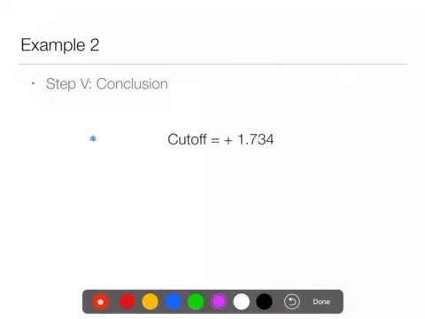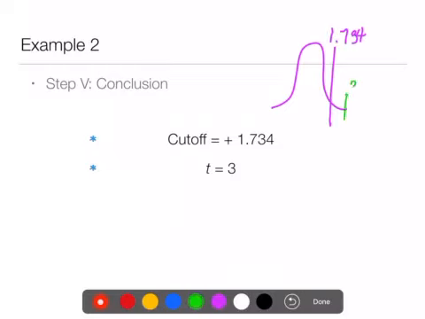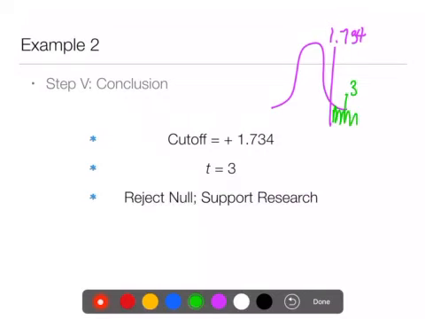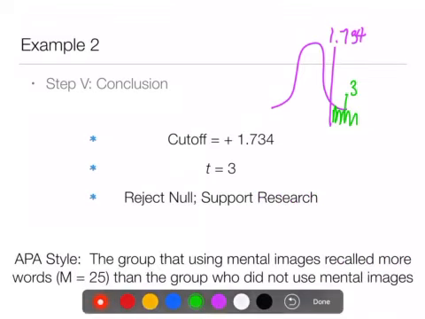Our cutoff was 1.734. Our t value is in the cutoff. So if you look at that, we have 1.734. Our t value is 3, so it's in that shaded area. We're able to reject the null and support the research hypothesis that mental imagery did affect memory.